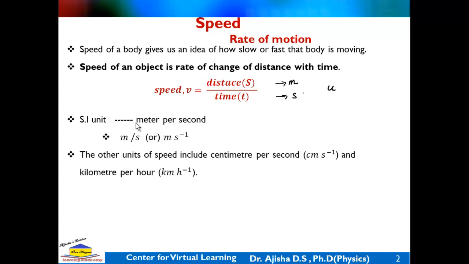Now, that is the standard SI unit. The smaller unit of meter per second is centimeter per second, and the bigger unit is kilometer per hour. If speed is given in kilometer per hour, you can convert it into meter per second by multiplying by 5 by 18. And if you want to convert from meter per second to kilometer per hour, you have to multiply by 18 by 5. This is the conversion.